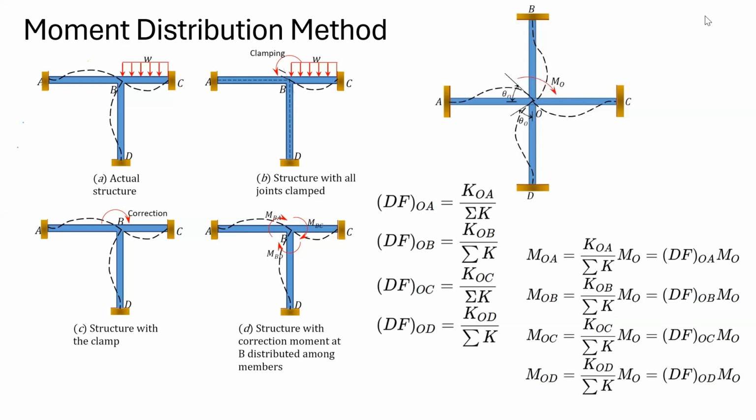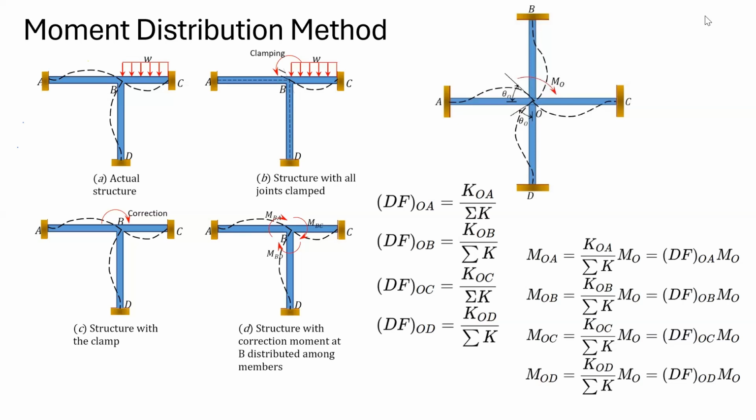Again, if you see the next diagram, MO is the moment applied at the point O. The point O is the junction of OA, OB, OC, and OD. These are the four members. Now, coming back to the joint, how this corrective moment will be distributed is given in these equations. First of all, we need to obtain the distribution factor for OA, OB, OC, and OD. For that, we need the stiffness of OA, OB, OC, and OD.